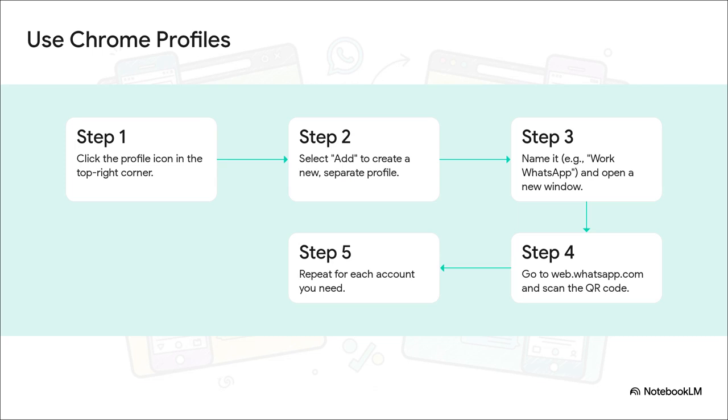Okay, first up, Google Chrome. The secret here is using separate Chrome profiles. See, the key thing is that each profile has its own totally isolated set of cookies and data. So when you create a new profile for, say, your work WhatsApp, it's like having a completely separate browser that won't conflict with your personal one.